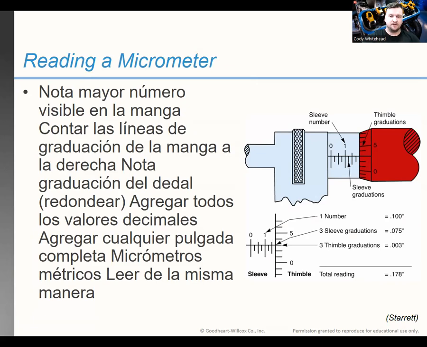So reading a micrometer, this can be kind of tricky at first, but once you get the hang of it, it's very simple. You'll note the largest number visible on the screen. So over here, this will be 1. You'll count the sleeve gradation lines on the right. Note the thimble gradations, round off if you have to. Add all decimal values, add any full inches. Metric micrometers are the same way. So here's an example down at the bottom.